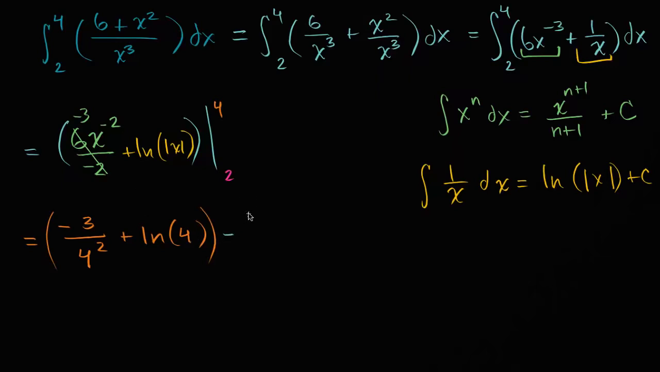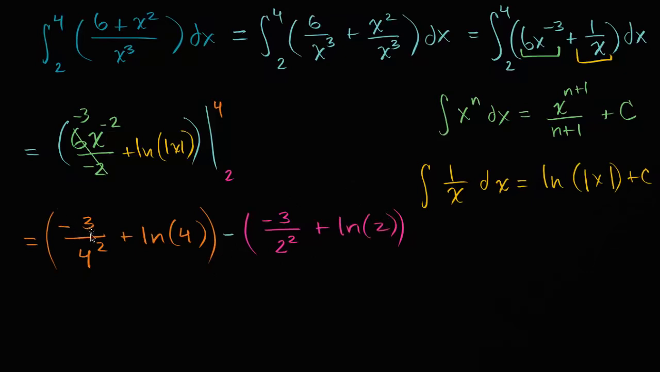So let's do that. If we evaluate it at 2, it's going to be negative 3 over 2 squared. So 2 to the negative 2 is 1 over 2 squared, plus the natural log of the absolute value of positive 2, which is, once again, just 2. And so what does this give us? So let's try to simplify it a little bit.